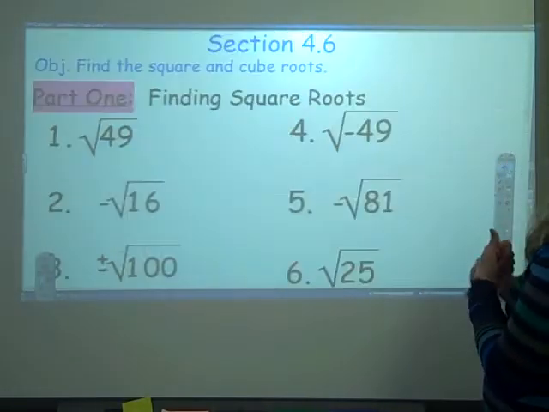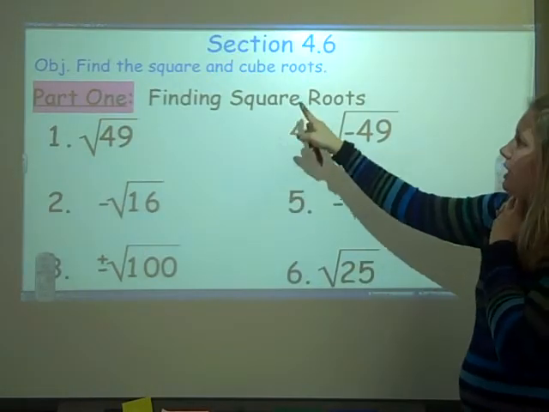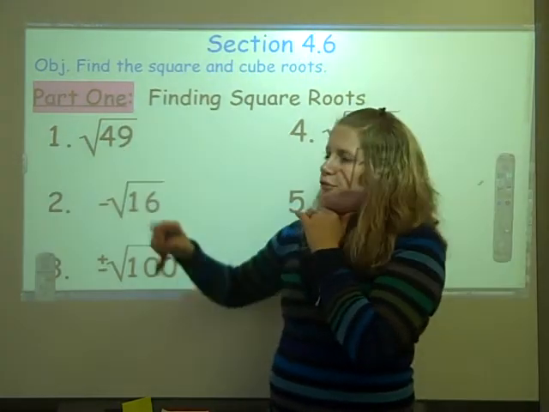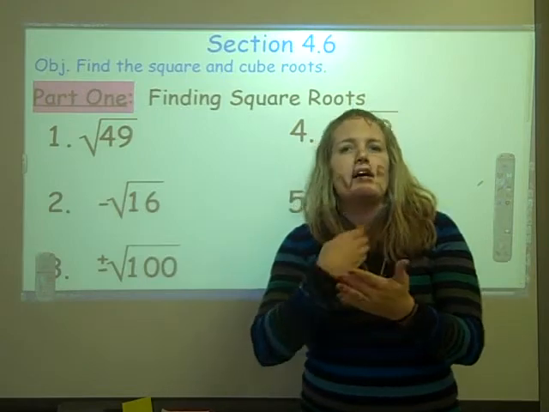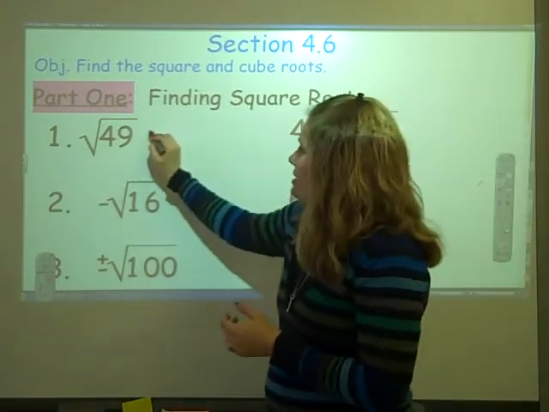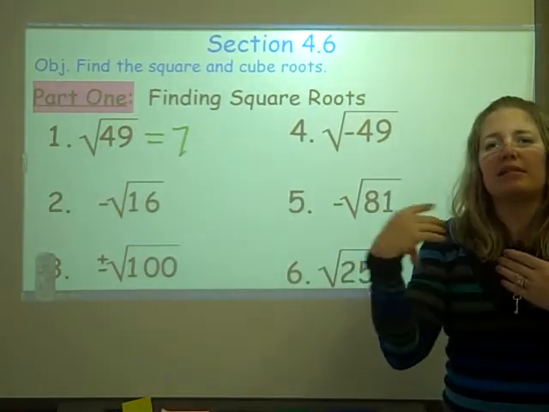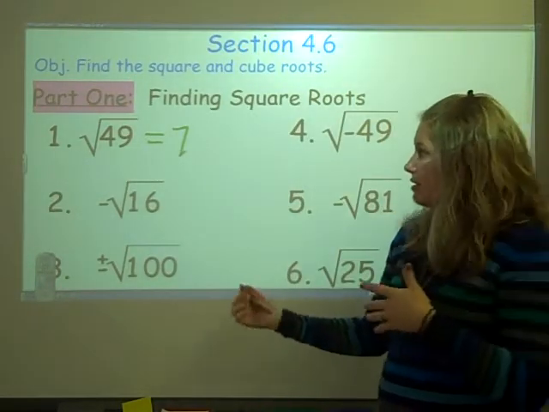Okay, so let's do some problems. Part 1, finding square roots. The square root of 49: what number times itself gives me 49? That would be 7. That symbol is not out front, so I don't need to give the positive and the negative, I just give the positive one.